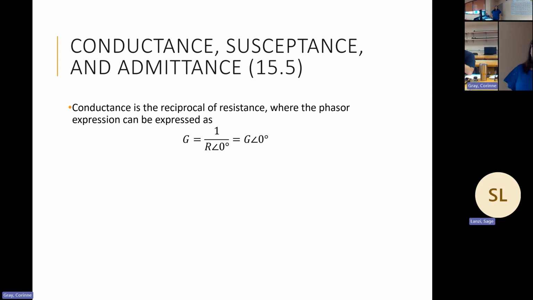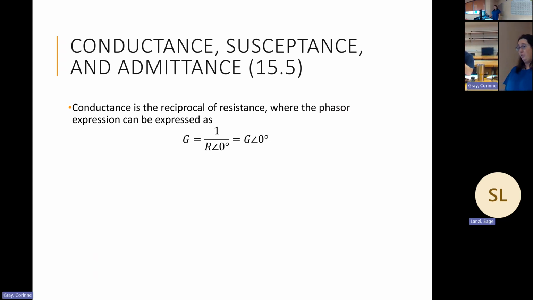So for conductance, we did actually talk about this very, very, very briefly at the beginning of the semester. It's the inverse of the resistance. So here we have its equation. We have G is equal to the inverse of the resistance value, so just 1 over R with 0 degrees. So its value will just be G at 0 degrees. So just inverse that value.